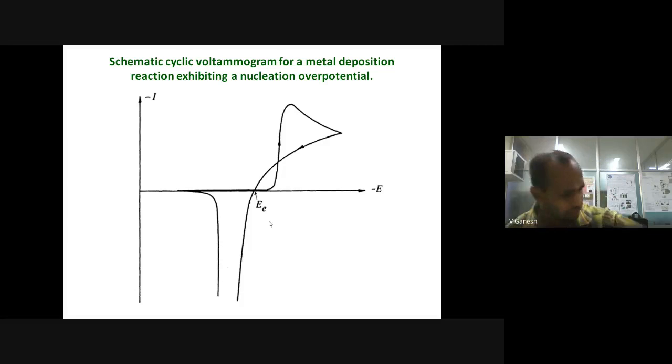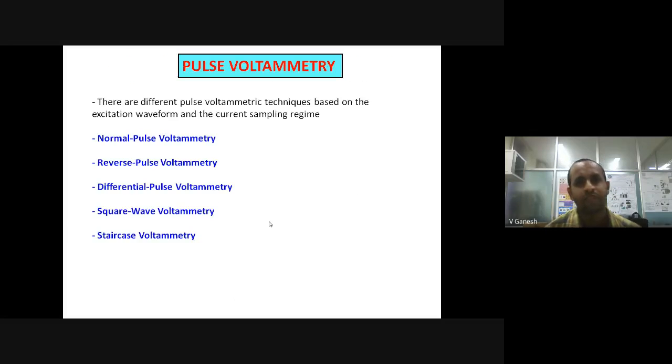Okay. So not just the electron transfer processes, adsorption, diffusion, etc., one can also assess metal deposition, nucleation, overpotential, etc. using cyclic voltammetry. Okay. So maybe due to lack of time, I will skip a few slides. But if anyone is interested, you can always post a question in the chat box, or you can ask me the question later.